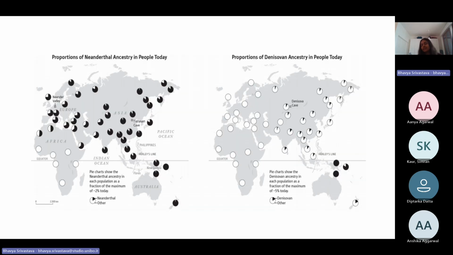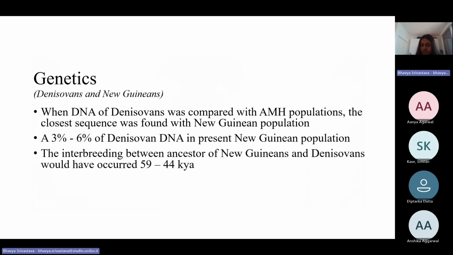So New Guinea is here. It's east of Australia. This is where the island is. And as you can see from the pie charts, the largest Denisovan DNA content was found in the New Guinean population, which is 3 to 6%. And that is the largest amount of Denisovan DNA that survives in any present day human population.